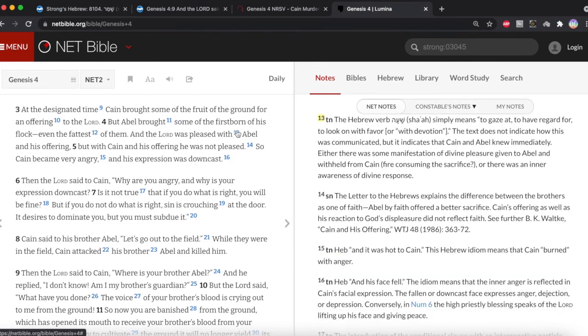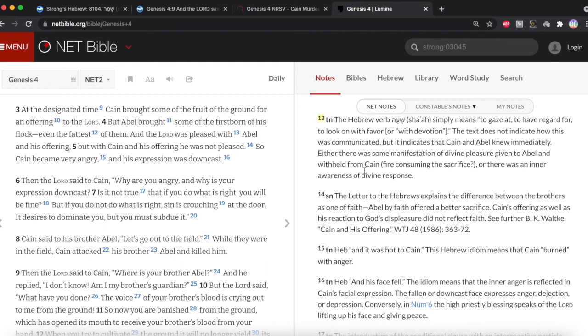And it's the same with what we were looking at, remember? In verse 4, the Lord was pleased with, or accepted, or looked upon Abel and his offering, but Cain and his offering he was not pleased with or looked upon or whatnot. They'll have a translator's note that explains that sha'ah simply means to gaze at, to have regard for, to look on with favor. The text does not indicate how this was communicated, but it indicates that Cain and Abel knew immediately.